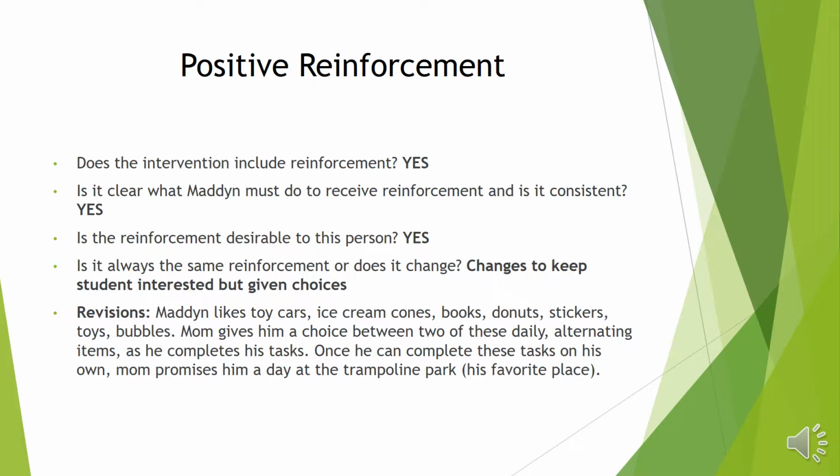Revisions would be: Madden likes toy cars, ice cream cones, books, donuts, stickers, toys, and bubbles. Mom gives him a choice between 2 of these daily, alternating items as he completes his task. Once he can complete these tasks on his own, Mom promises him a day at the trampoline park, his favorite place.